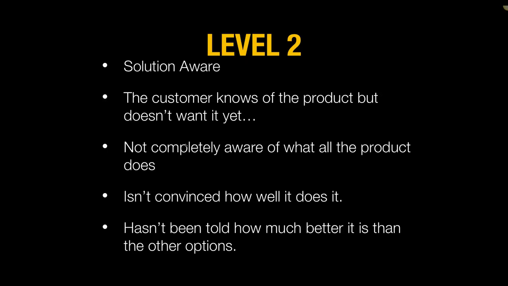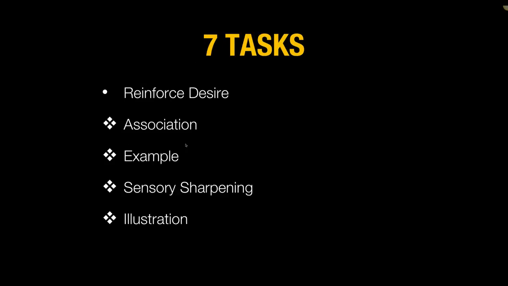You just have to find out what those objections are. And the best way to do that is like what I talked about earlier in the video, interviewing them, surveying them, figuring out what those reasons are that they're not buying. There are 7 ways to do this in order to build the desire enough to purchase your product.